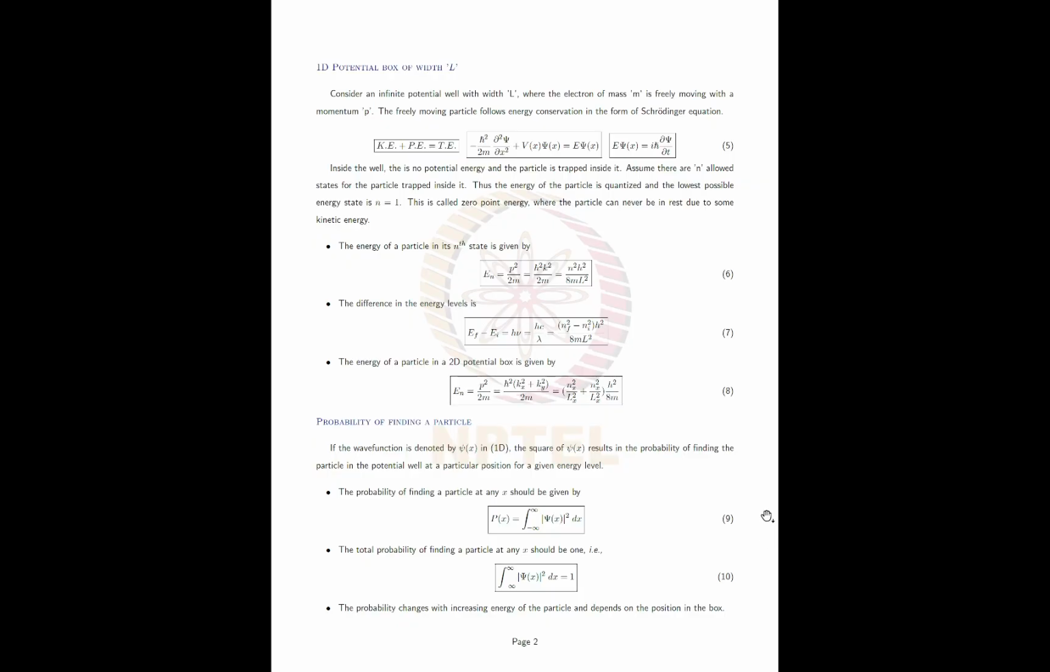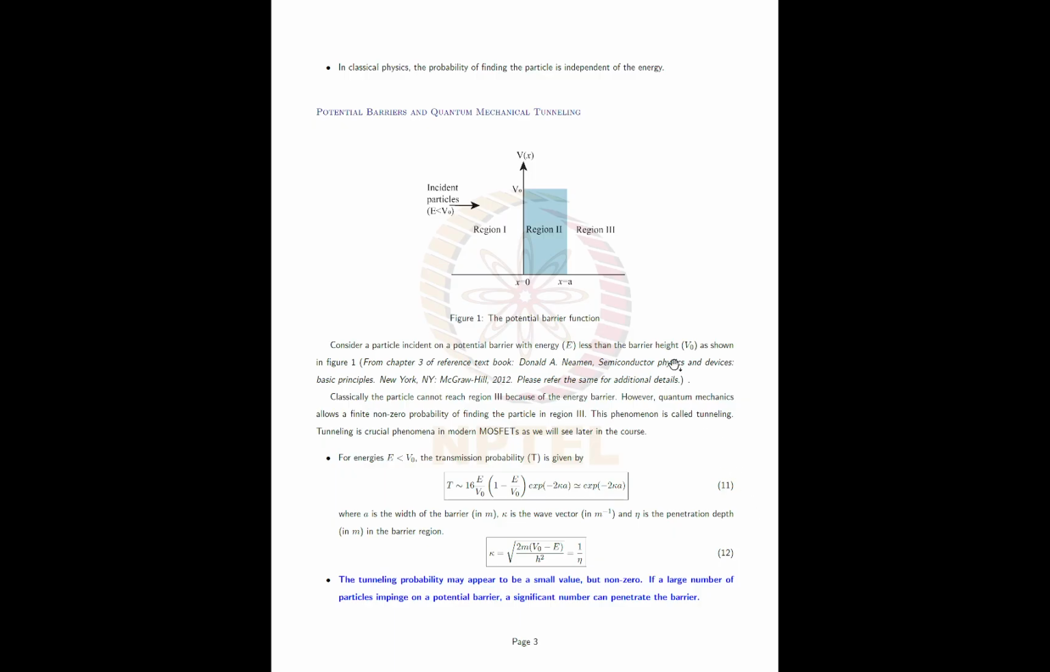And so the probability changes at a particular position and a particular energy level, which differs from classical physics, where probability is independent of energy.